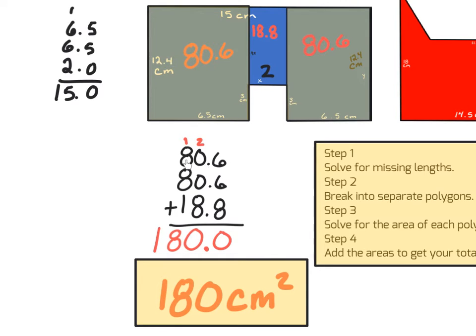And I have done the work right here. I've got 80.6 plus 80.6 plus the 18.8, and that gives me a grand total of 180. Therefore, the area of this polygon right here is 180 centimeters? How about centimeters squared? All right, let's go ahead and look at how we might solve this slightly differently.